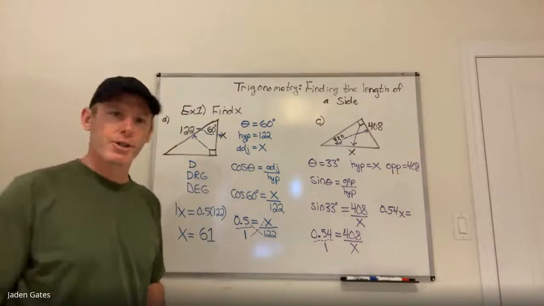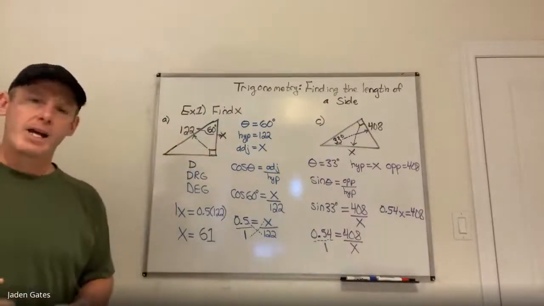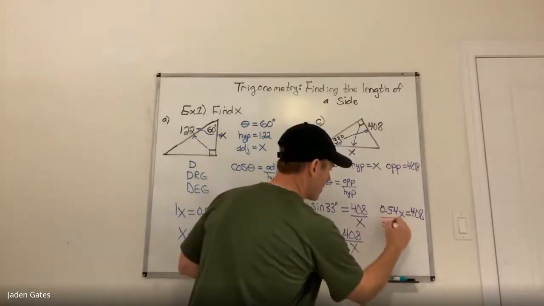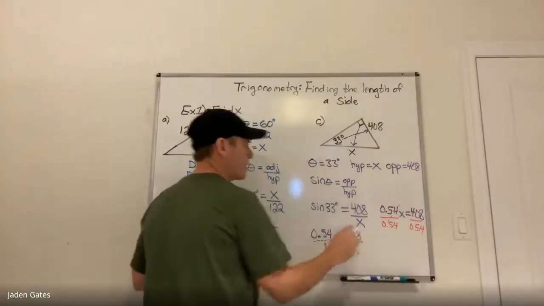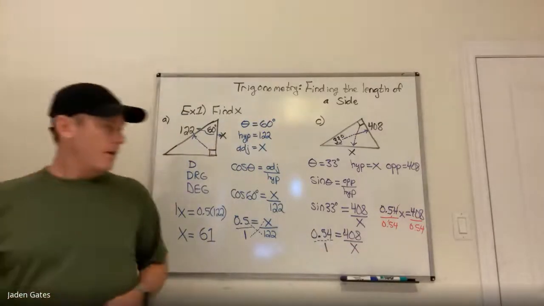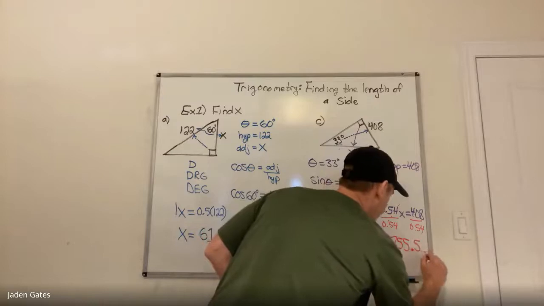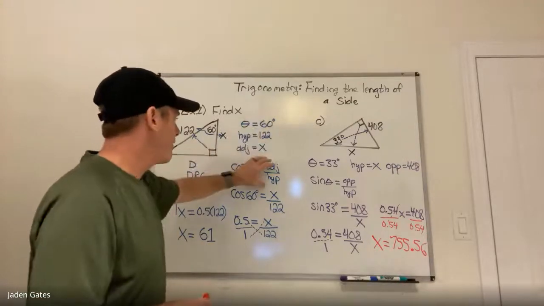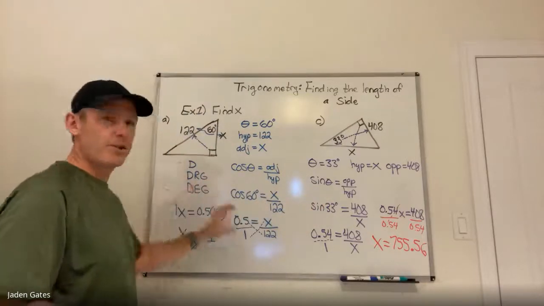Well, anything times 1 is just itself. So 408 times 1 is 408. All right, and then my last step is to divide by my numerical coefficient, get x by itself. So I'm going to have to divide both sides by 0.54. So those 0.54s divide each other out. 408 divided by 0.54, I'm getting 755.56. There we go. So again, first steps, writing down your given information, figure out which trig ratio you have to use, substituting in your information, and then solving.